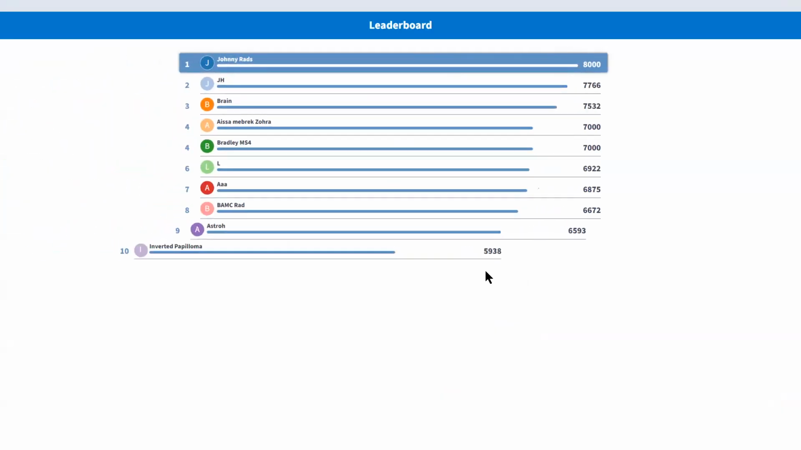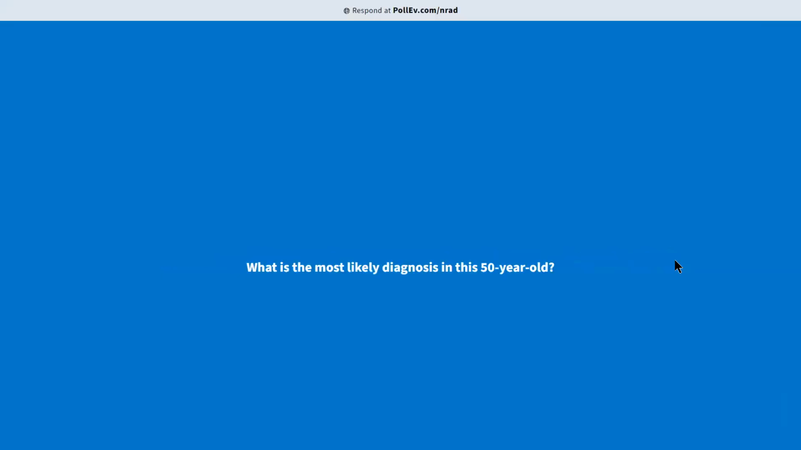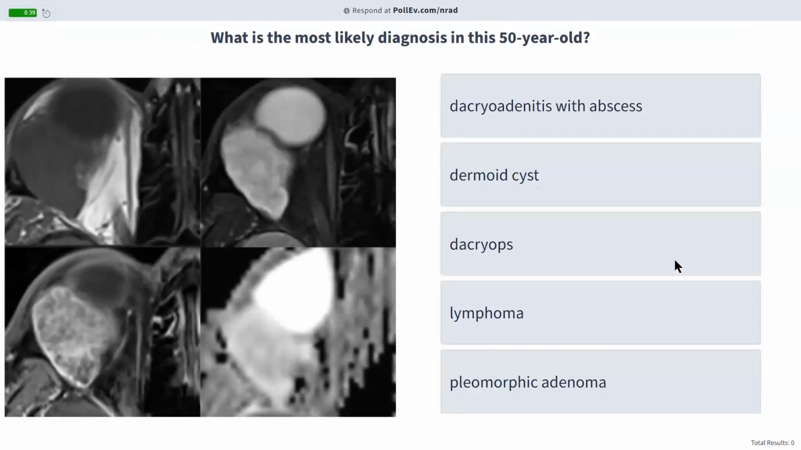So let's take a look at our leaderboard. Johnny Rad is still in first place. Okay. Next question is, what's the most likely diagnosis in this 50-year-old? This patient is presenting with proptosis.